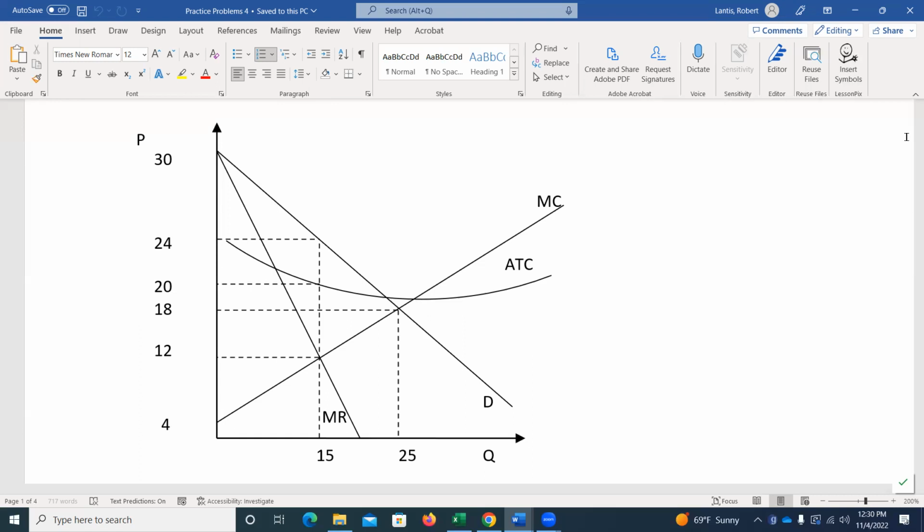The rectangle is going to be 24 minus 12 times 15 minus 0. And then we'll add to that the area of that little triangle, which is 12 minus 4 times 15 minus 0 times a half, right? So what's that going to be? We've got 15 times 12, so 240.